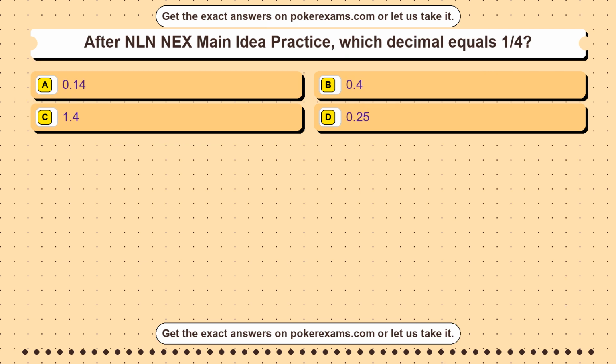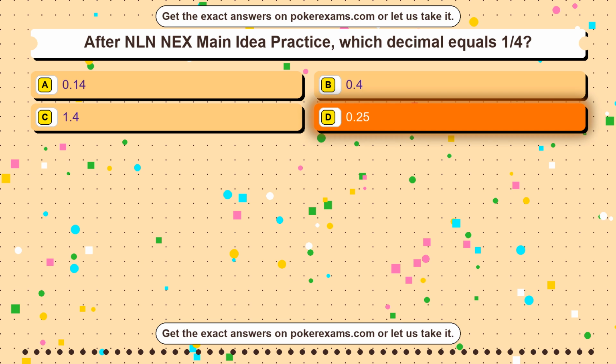Question 6. After Get History practice test, which angle measures exactly 90 degrees? Option A, acute angle. Option B, obtuse angle. Option C, straight angle. Option D, right angle. The correct answer is option D.